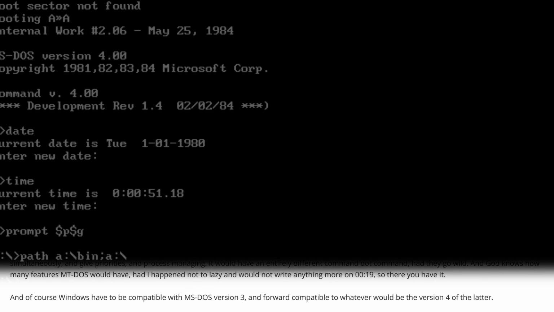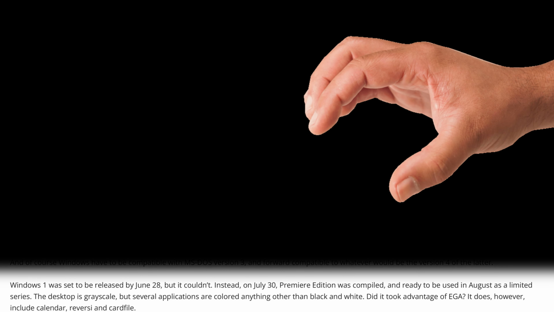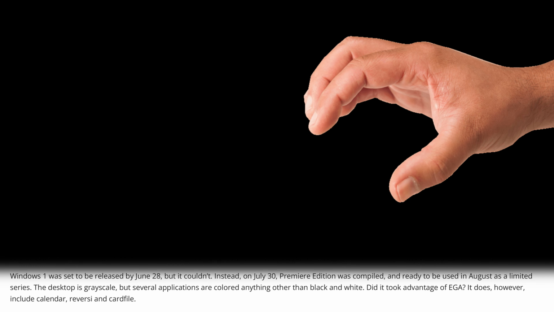And of course Windows had to be compatible with MS-DOS version 3, and forward compatible with whatever would be version 4 of the latter. Windows 1 was set to be released by June 28th, but it couldn't. Instead, on July 30th, Premier Edition was compiled, and ready to be used in August as a limited series.